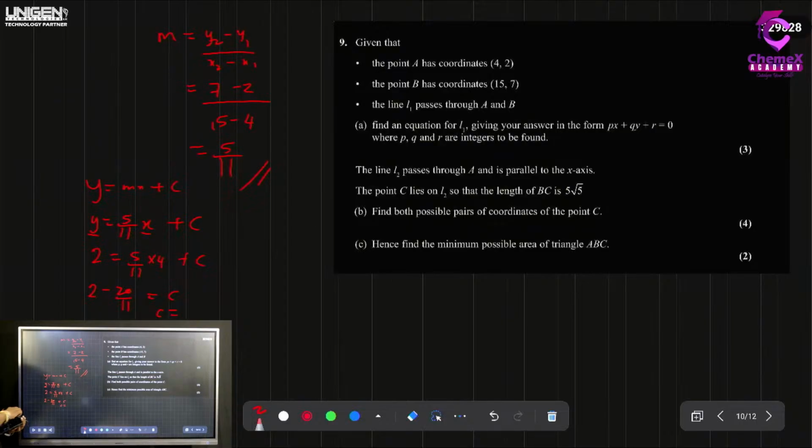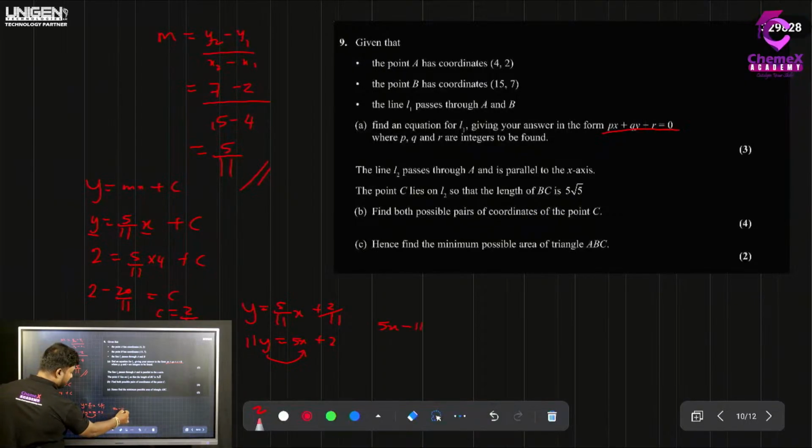What is it? 2 over 11. So that's the formula, but you can't keep it like this. You have to multiply both sides by 11. 11y equals 5x plus 2. Then take all the terms to one side and write it in this format. So I'm going to take 5x to the left: 5x minus 11y minus 2 equals 0. So that's going to be the answer for the first part of the question.